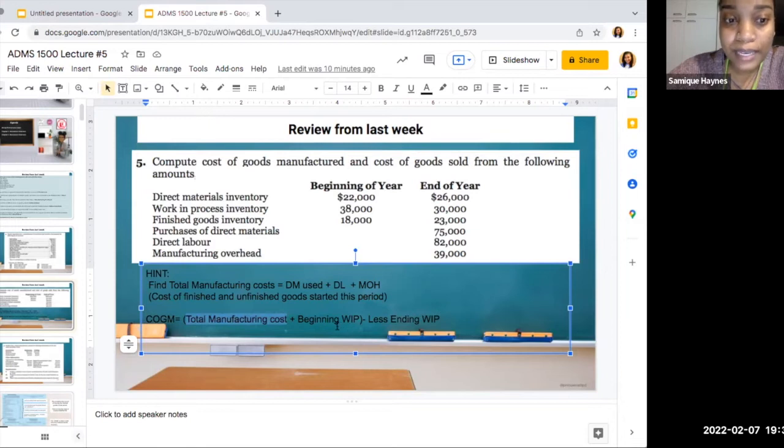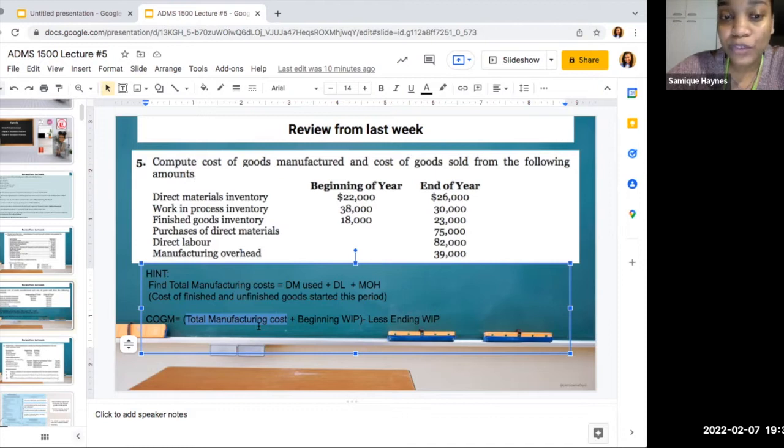We know what our beginning WIP is, right? 38,000. We know what our ending WIP is, 30,000. The only part of this equation to find cost of goods manufactured that's missing is the total manufacturing cost. All right, the total manufacturing cost. So with that being said, how do we calculate the total manufacturing cost?